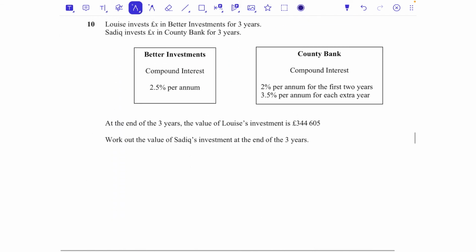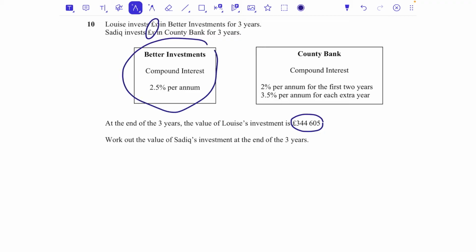Okay, question number 10. Louise invests X pounds in Better Investments for 3 years, and Sadiq invests X pounds in County Bank for 3 years. At the end of the 3 years, the value of Louise's investment is £344,605. Work out the value of Sadiq's investment at the end of the 3 years. So we can see from the X and the X that they are investing the same amount. So we're going to start with Louise because we've got her answer, and we're going to work backwards. Now she is invested in this bank. So for Louise, we know that we've got X pounds times by 1.025 to the power of 3, and her investment is £344,605.